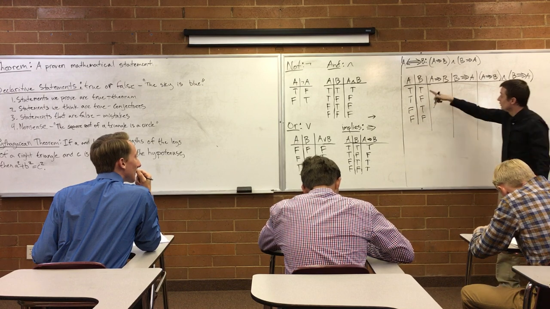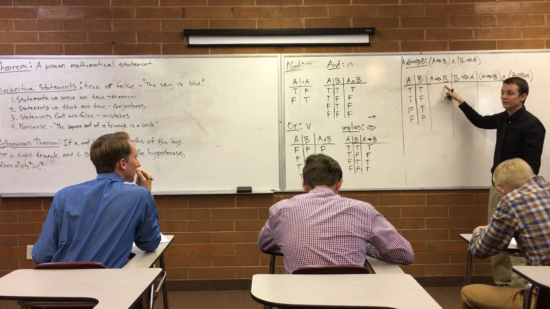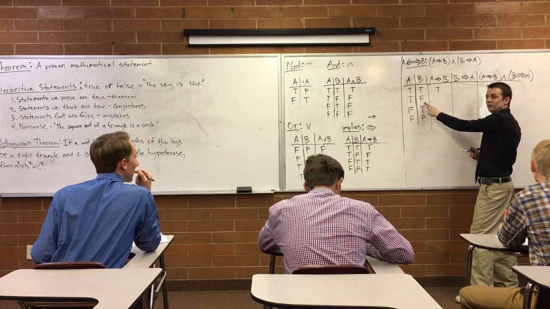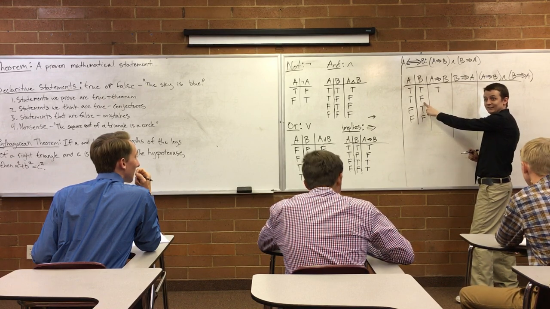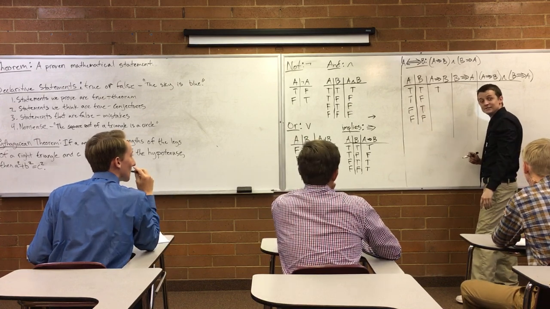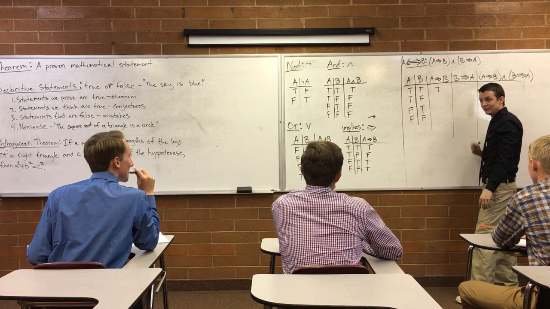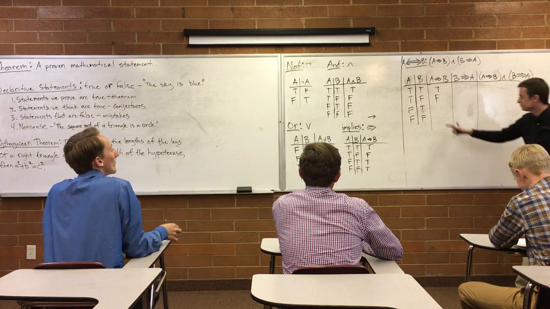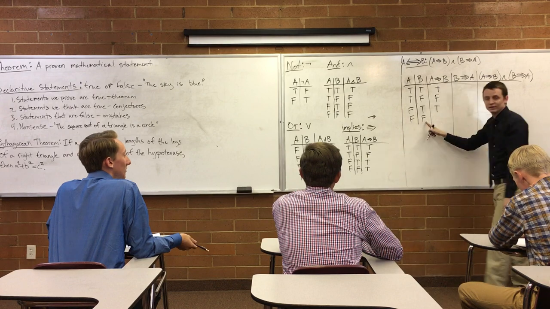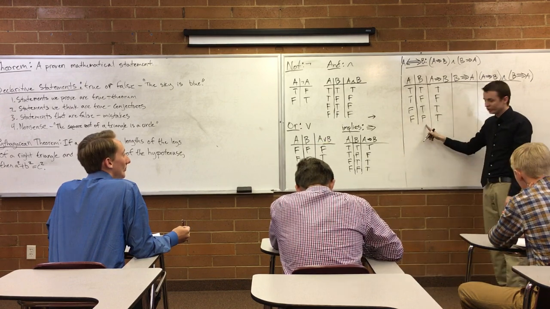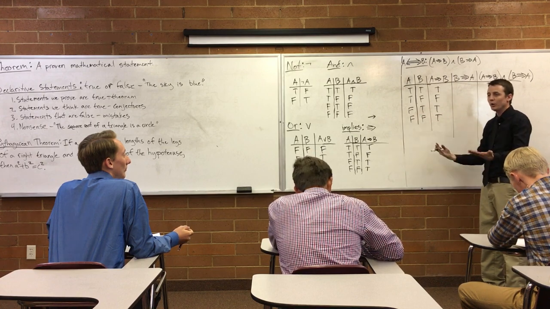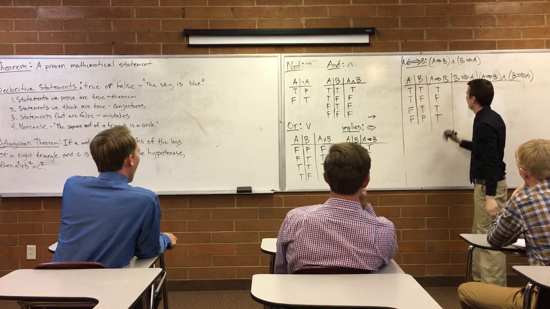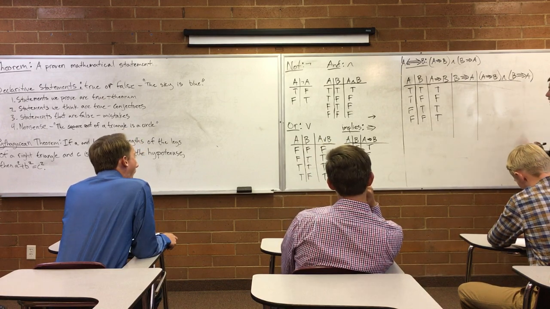Anyways, so if A is true and B is true, does A imply B? Yes. True. If A is true and B is false, does A imply B? All right, it's false. Next. True. True. False implies false is true. False implies true is true. False implies anything, always true. Vacuously true. There's no cases to check. True implies false. False. True implies true. True.